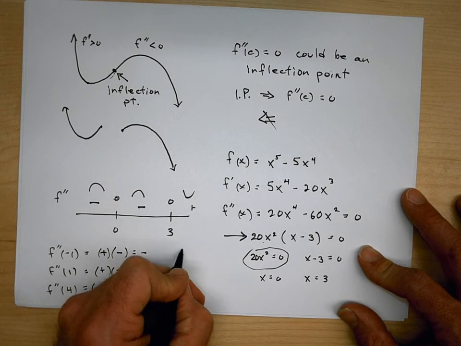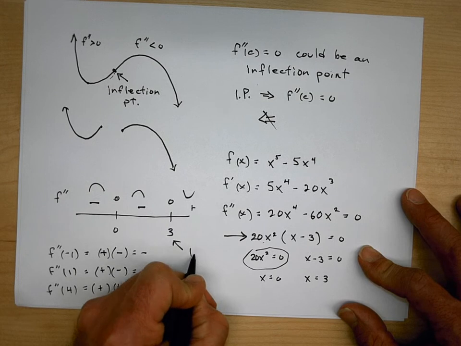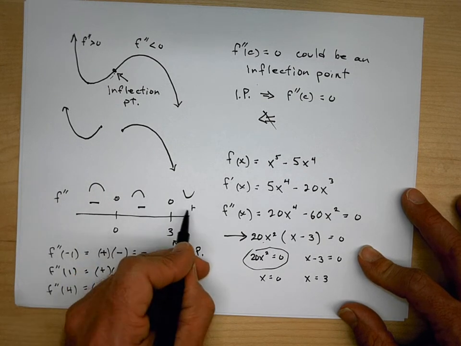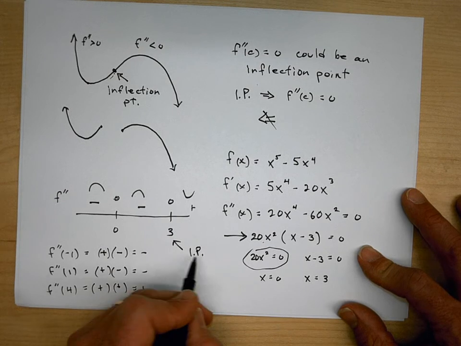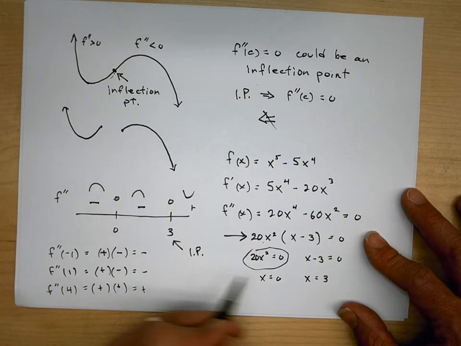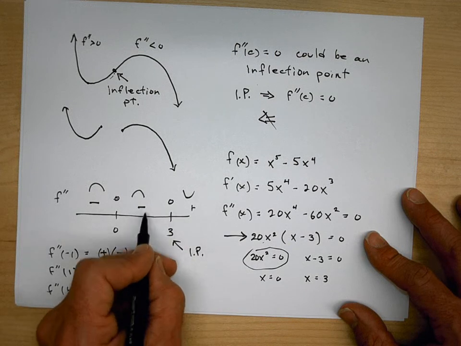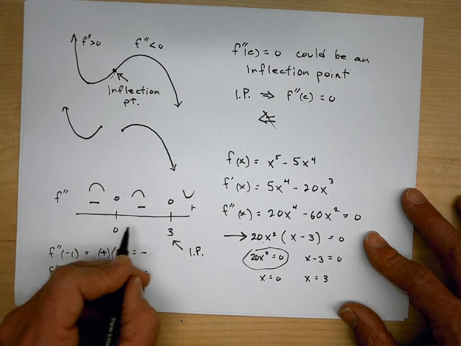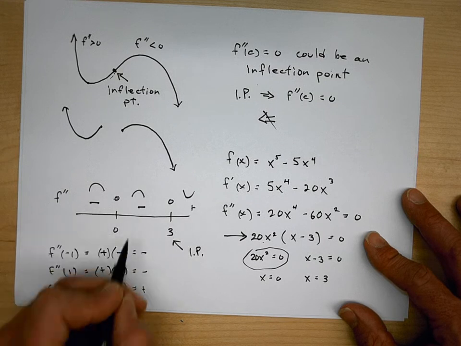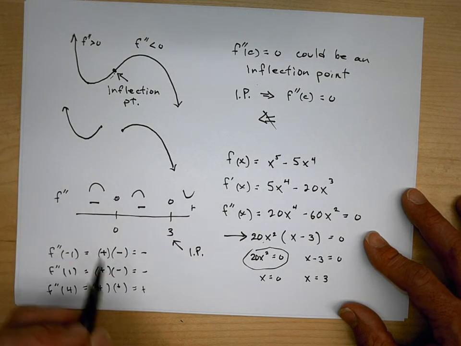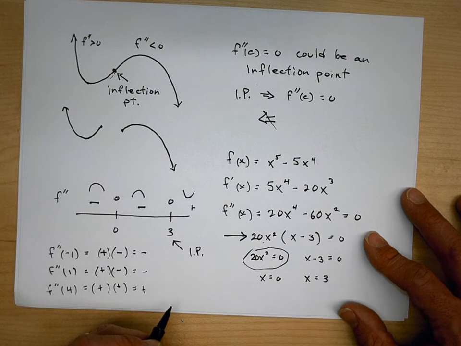So here we have an inflection point because the concavity changes. The sign of the second derivative changes. That is how an inflection point is defined. It's not defined by when the second derivative is 0. It's defined by when the concavity, or the sign of the second derivative, changes. This one here is not: 0 is not an inflection point because the concavity did not change. We'll talk about this kind of scenario more when we talk about the second derivative test in the next lecture.